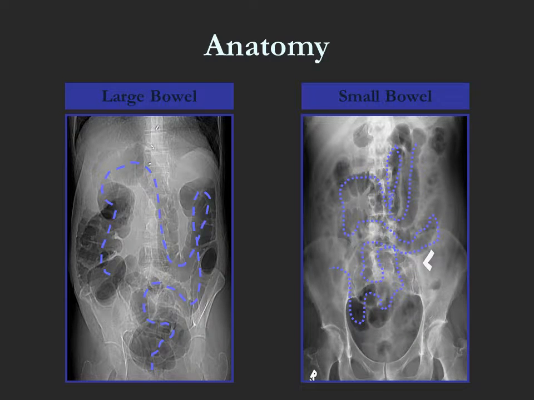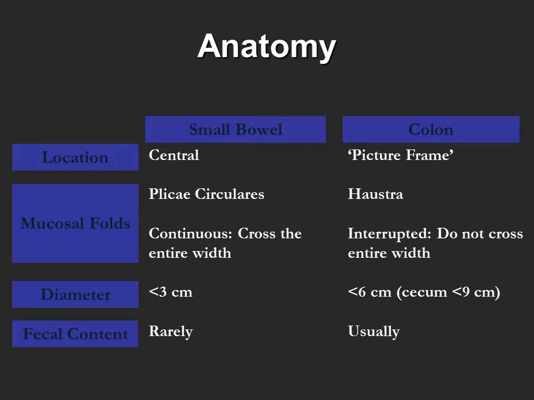The following images have the paths of both the large and small bowel outlined in blue. As shown in the image on the right, the small bowel is located in the middle of the abdomen. The image on the left shows the path of the large bowel, which is located around the periphery of the abdomen. The inner part of the bowel that contains air can be visualized. However, under normal circumstances, the outer limits of the bowel wall are impossible to see as they are of fluid density. There are some morphological differences that enable us to differentiate small and large bowel on plain films.